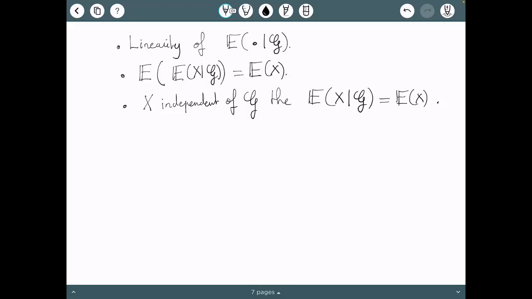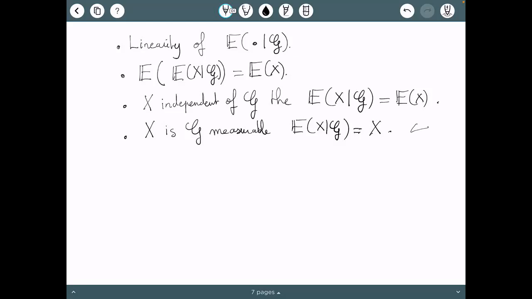You have also the fact that if x is G measurable, which is now a triviality, then the conditional expectation of x given G is just x. That comes from the definition, because the conditional expectation is the unique G measurable random variable which satisfies the condition that I mentioned before, and x trivially satisfies it. So it's the reason for which this property is trivial.